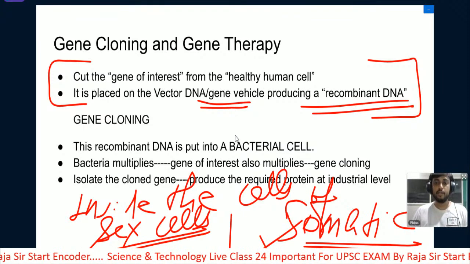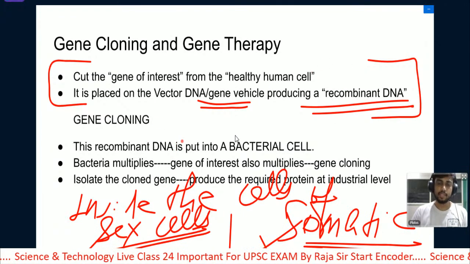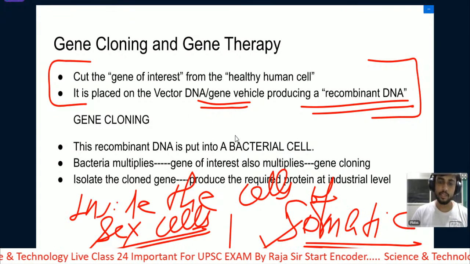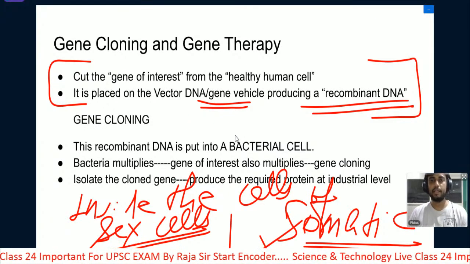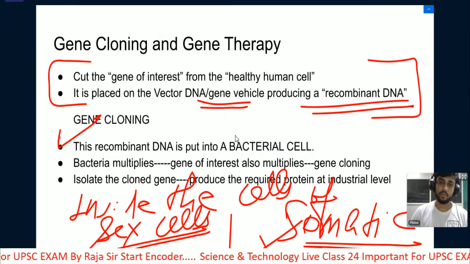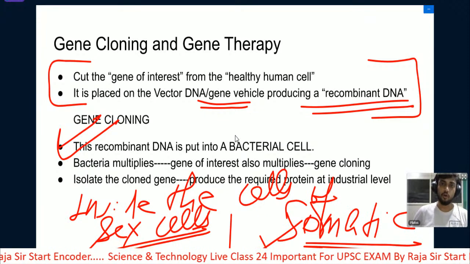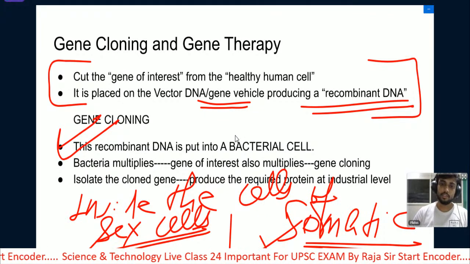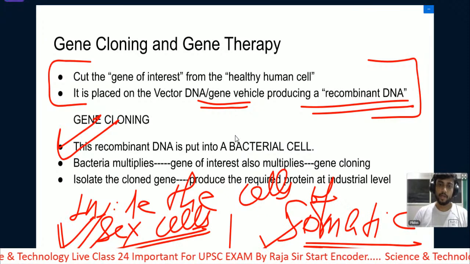It will be easier to provide this copy of rDNA to the sex cells, because sex cells, they are one. Okay, there is only one sex cell. If you provide this copy to the sex cell, then in your offspring, this problem will not be there. This genetic problem will not be there in your offspring if this rDNA is provided to the sex cells.